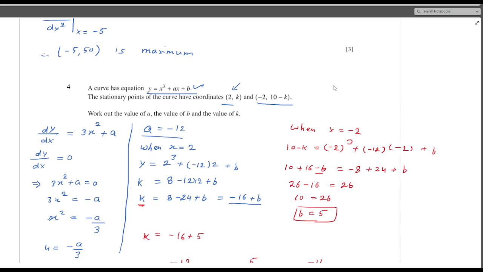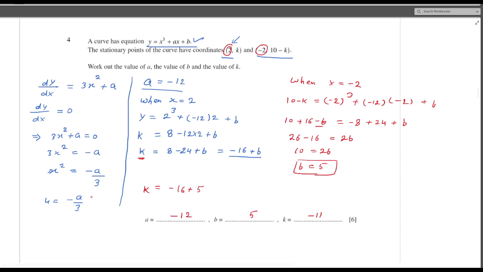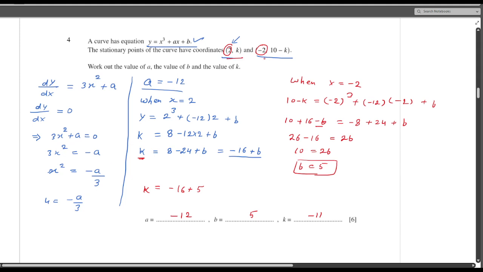By equating it with 0, I will get the x value. Now they have already given a stationary point, so the x value is already known to me, and hence I will say that x square is 4, because if I square 2 or minus 2, my result is going to be 4. So from this I first find out a.